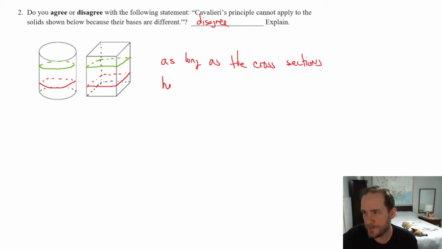had the same area, Cavalieri's Principle will apply.